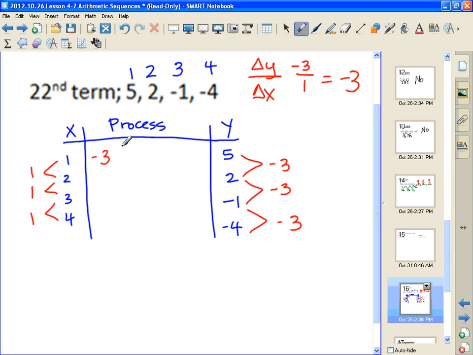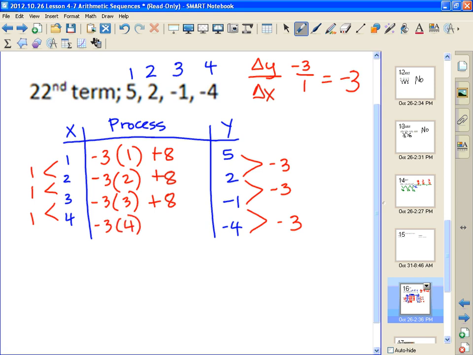I multiply it by the x value, 1. So -3 times 1 is -3. And how do I get from -3 to 5? What would I have to do? No, not plus 2. From -3 to 5. You plus 8, good. So plus 8 would give me 5. Okay. Then -3 times 2 is -6. But I need for the answer to be 2. So plus 8 again. -3 times 3 is -9. Plus 8 is -1.